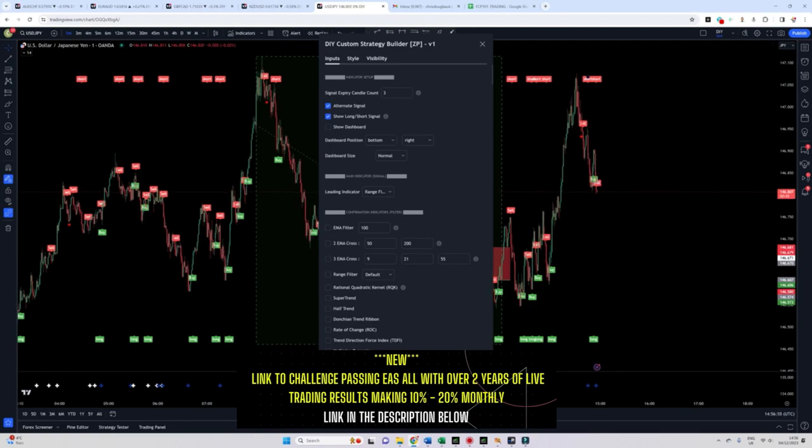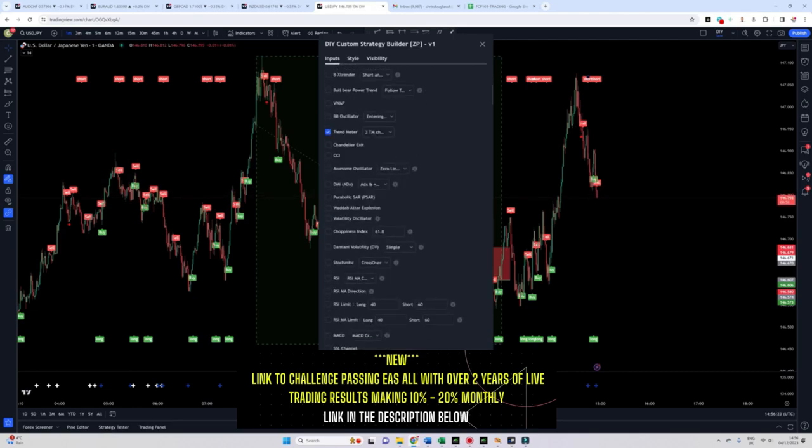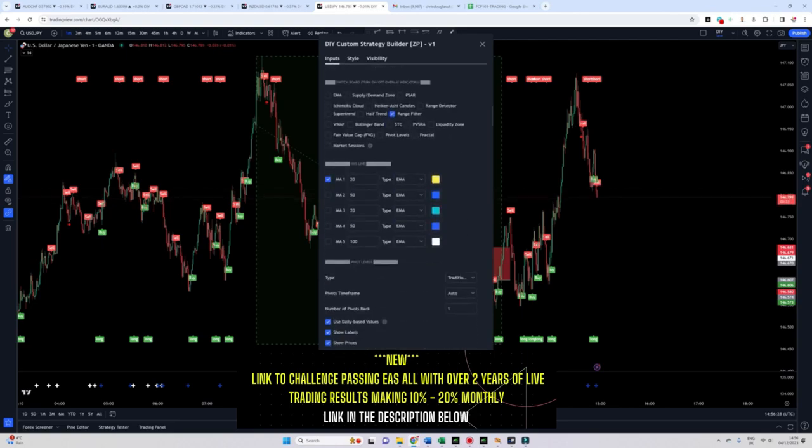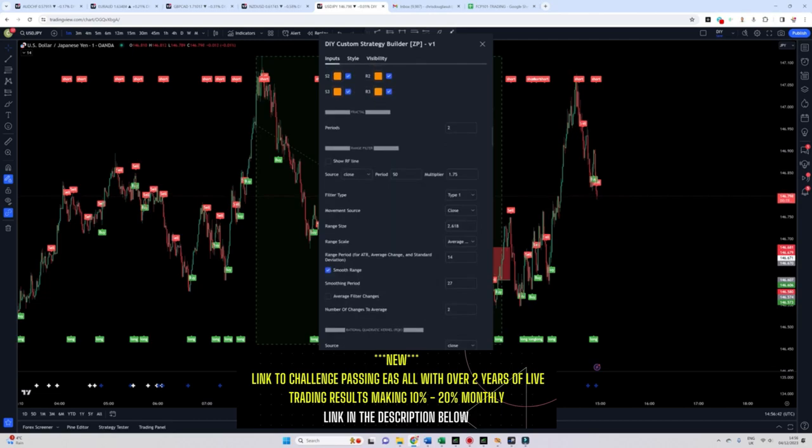You can see everything that I've got there is unticked. The top two boxes are ticked, alternate signal and show long and short signal. You can untick that trend meter because we don't use it. And I'll come further down and you can see in the switchboard, the only thing that's running this indicator is the range filter. And you can even untick that moving average because we don't even use that moving average. And the only thing left in this indicator to look at is the range filter multiplier, which you want to set at 1.75. And that's that indicator completely done and completely set up.